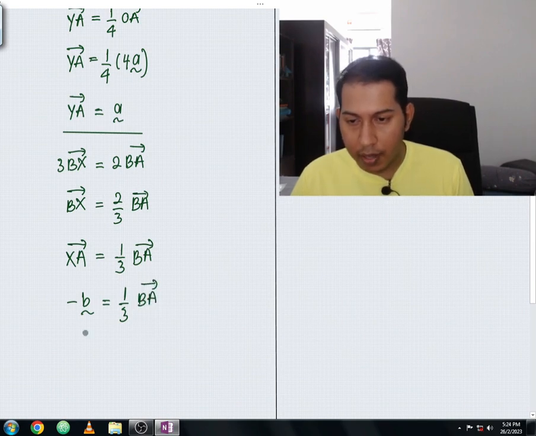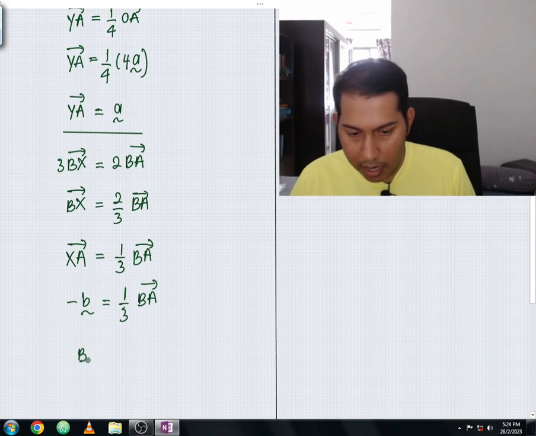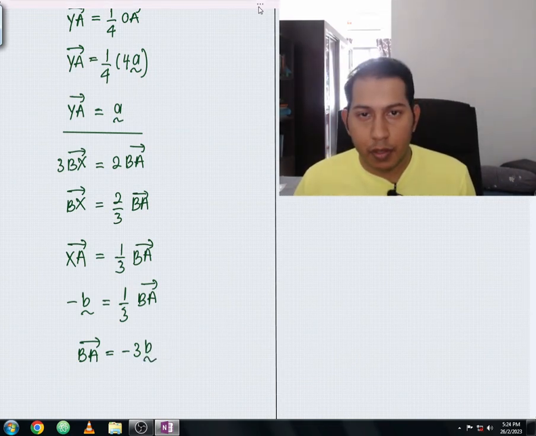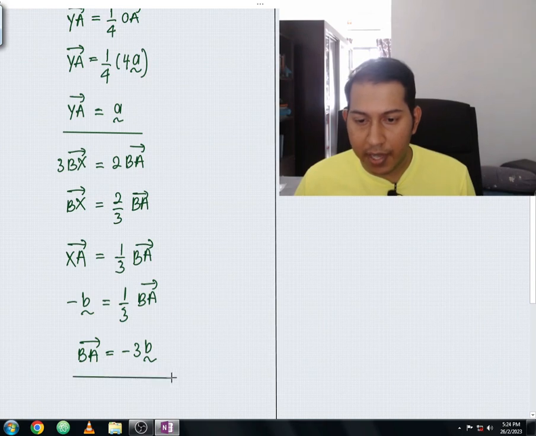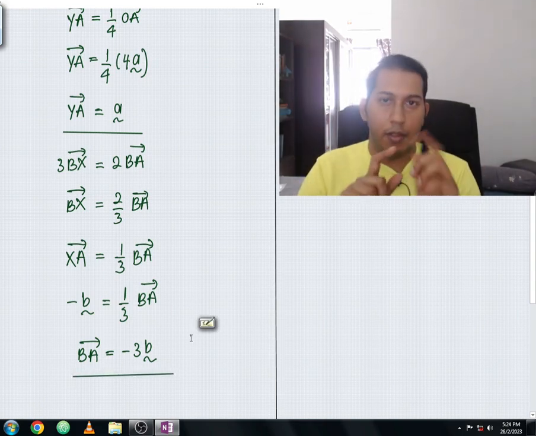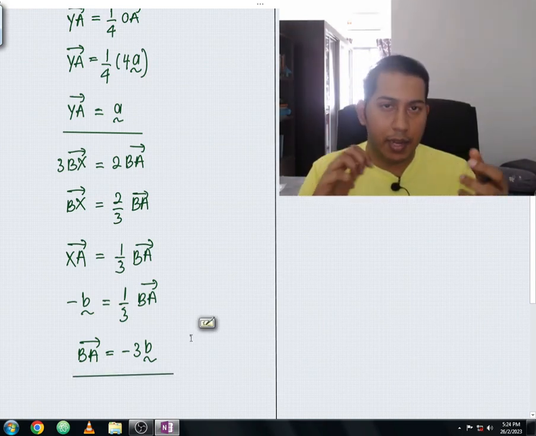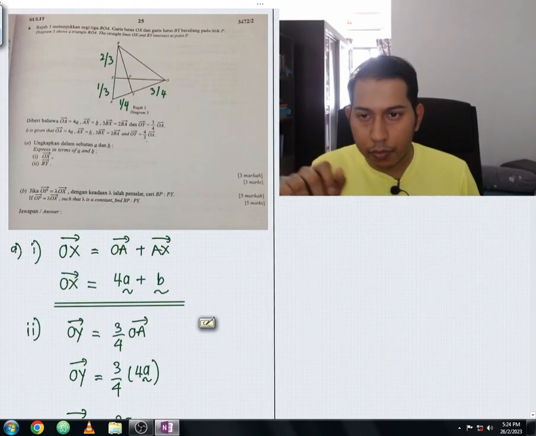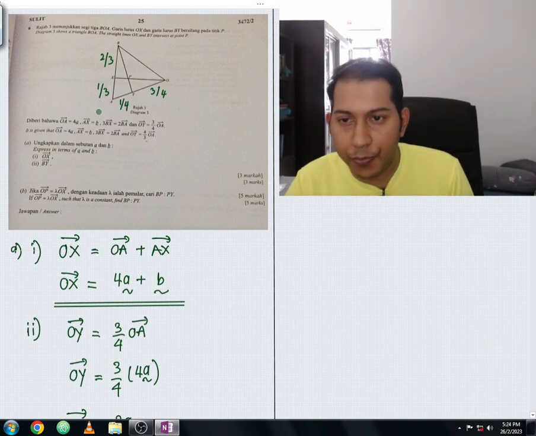So from here you calculate this, you should get your vector ba is equal to negative 3b. For this chapter you just need to be careful on the direction of the vector, guys, the magnitude and the direction. So from here we have already done this part.